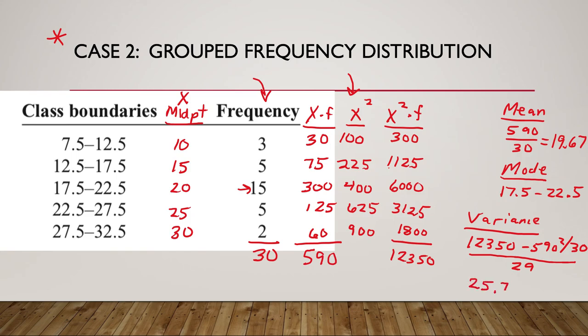Then remember, for standard deviation, you'll take the square root of that. So your standard deviation would be 5.07. Again, I'm pretty certain that you're going to see something like this on the final. So be sure that you are able to take a grouped frequency distribution and find those 4 statistics: mean, mode, variance, and standard deviation.